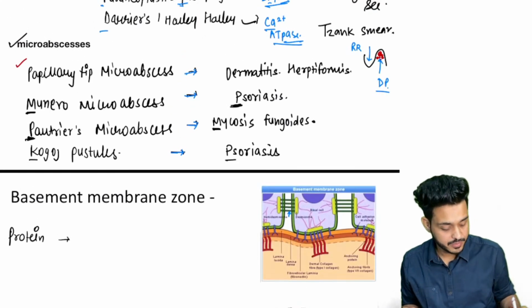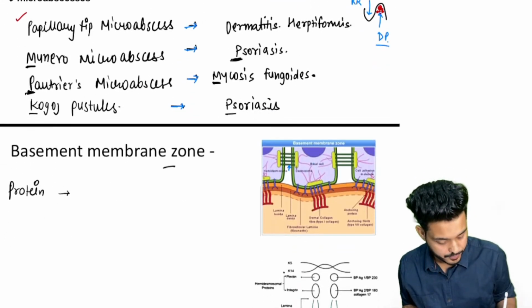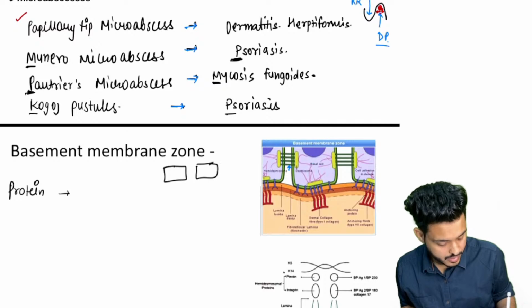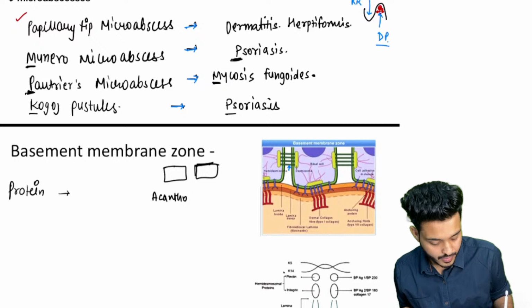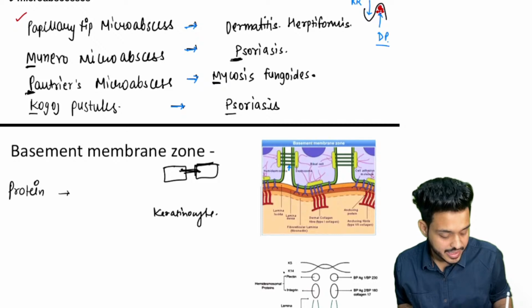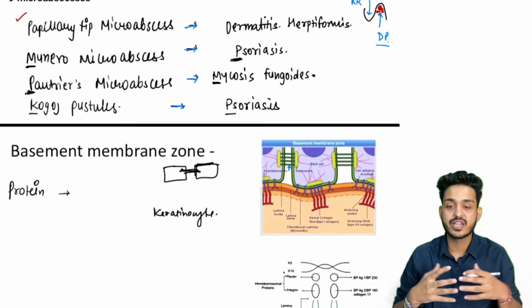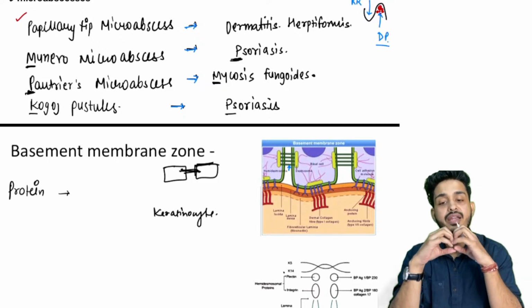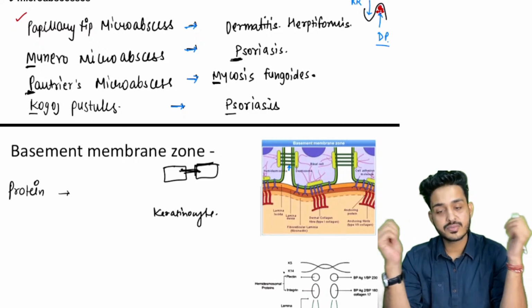अभी मैंने बताया, दो keratinocytes कैसे बाइंड करेंगे आपस में? With the help of desmosomes. Okay, they are bound together with the help of desmosomes. Two keratinocytes are bound together with the help of desmosomes, right?